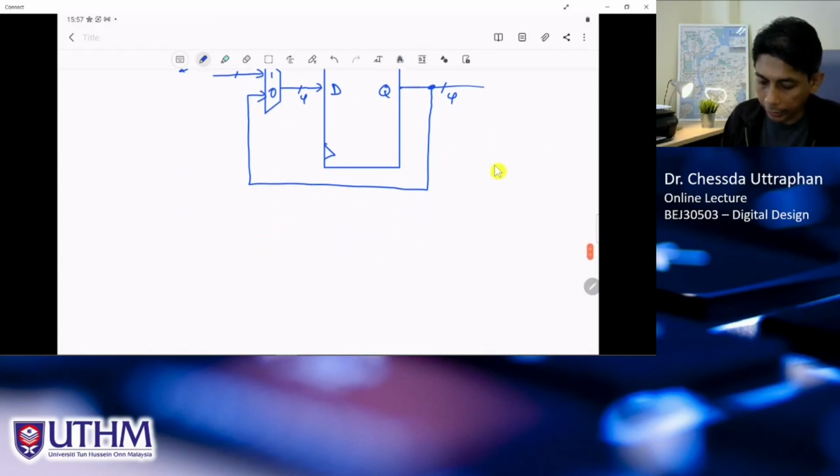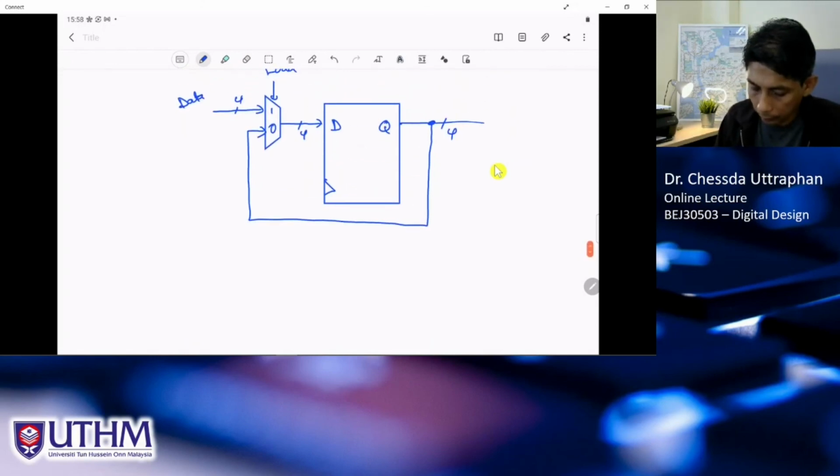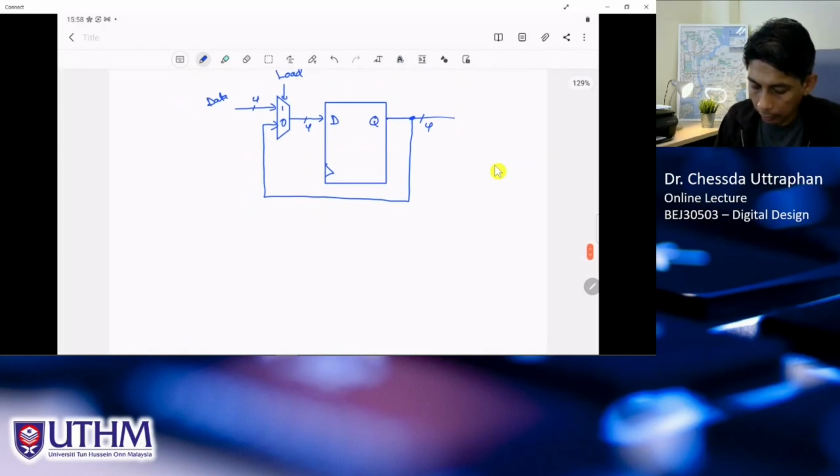So now how to create this in Verilog? Easy. We can use, again, the always block. And we have the clock here. You need to write posedge clock. And let's say the name is CLK.